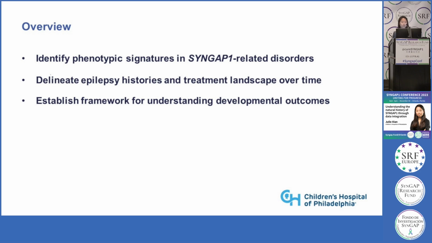I'll keep my talk relatively brief, but I want to give everyone an idea of how we can start to use data-driven approaches to identify clinical signatures in SYNGAP1. How can we start to reconstruct epilepsy histories in more granularity and delineate the real-world treatment landscape over time? And then how can we start to build a framework where we're integrating developmental outcomes alongside seizure endpoints?